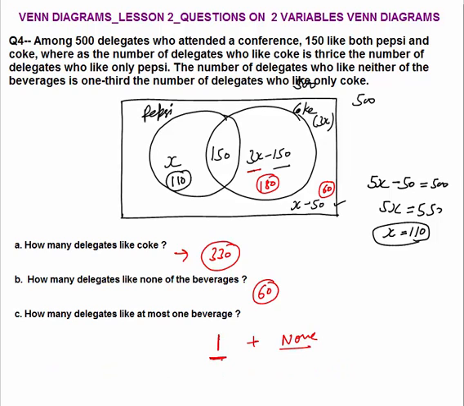How many of the delegates like exactly one beverage? 110 like only Pepsi, 180 like only Coke, plus 60 like none. So total is 180 plus 60, this is 240, plus 110. This is 350 delegates who like at most one beverage. So that was all about questions on two-variable Venn diagrams.